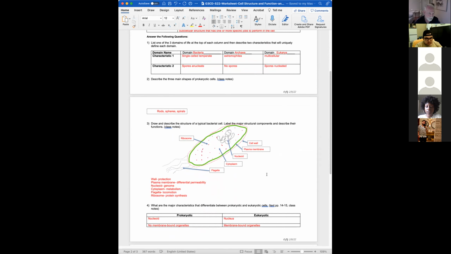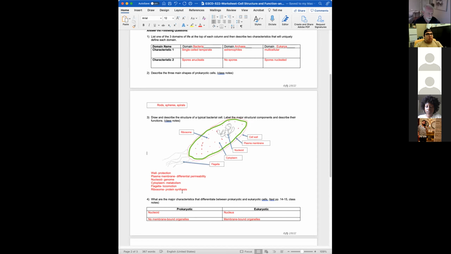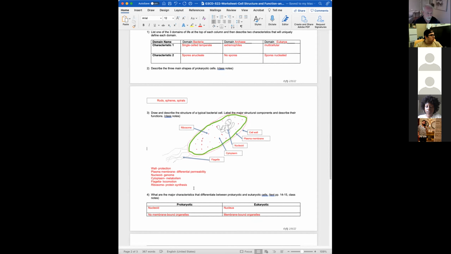Well, I did a very crude drawing here, but the things that I labeled were cell wall, plasma membrane, the nucleoid, cytoplasm, flagella, and ribosome. And for the functions, I indicated the wall is for protection, the plasma membrane for differential permeability with the outside world. Nucleoid, of course, is the genome. Cytoplasm is where metabolism occurs. Flagella are for locomotion, and the ribosomes for protein synthesis.